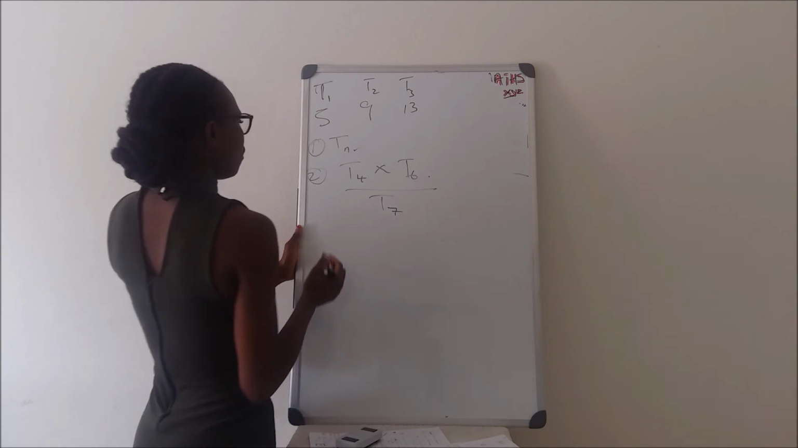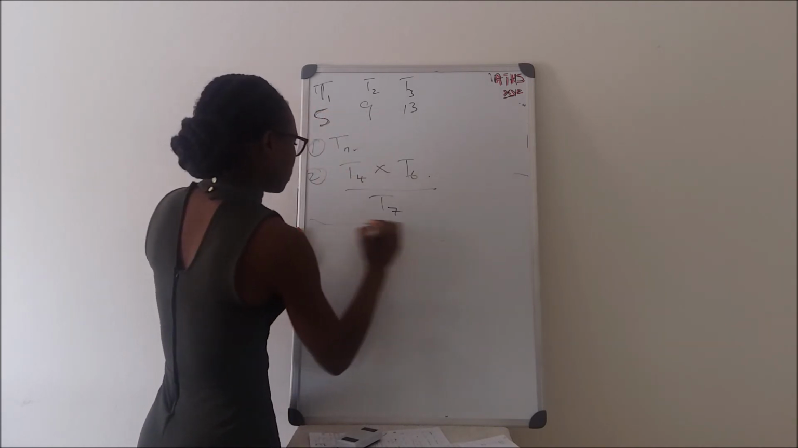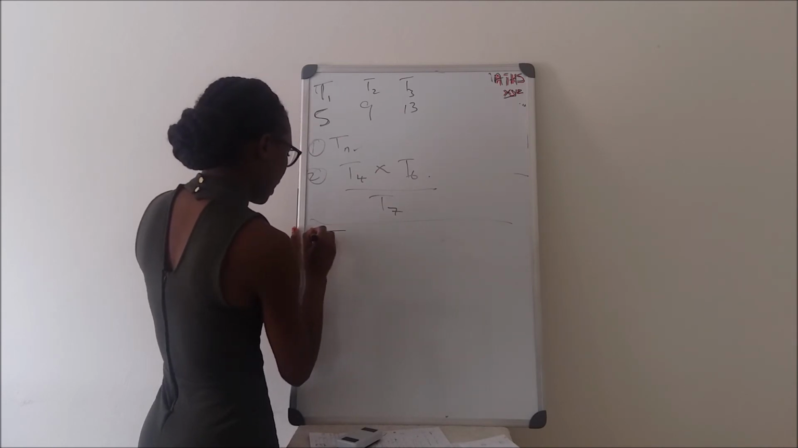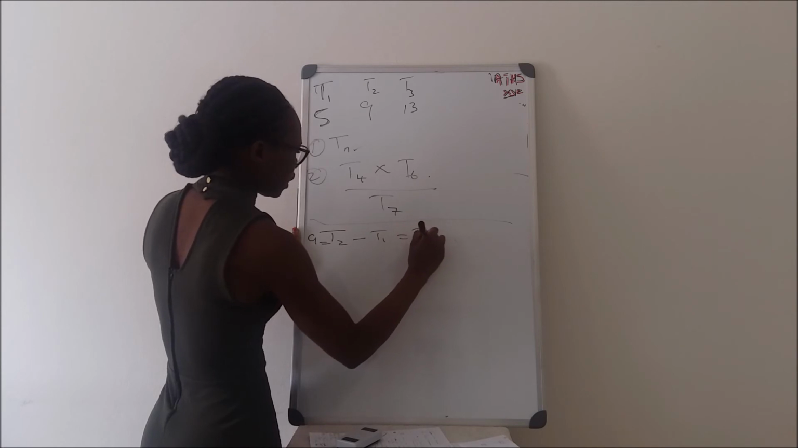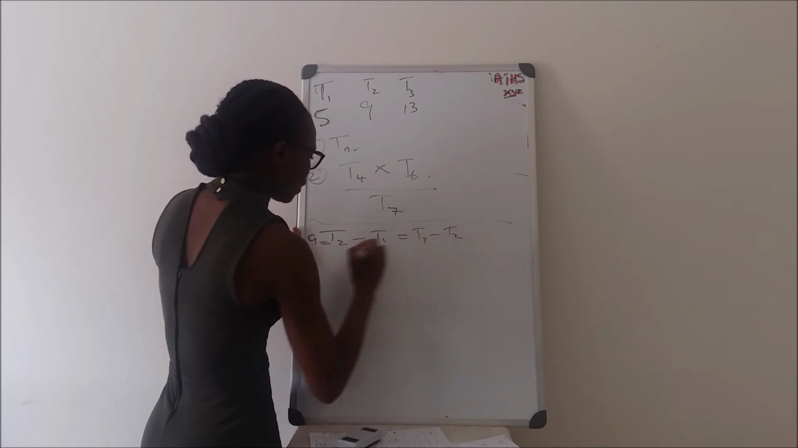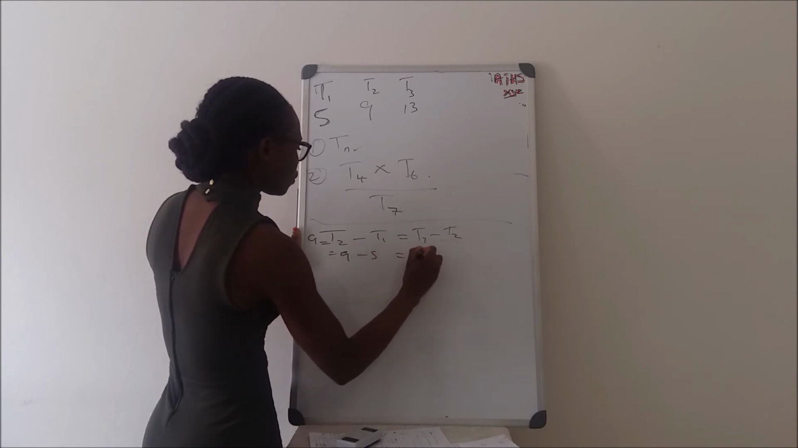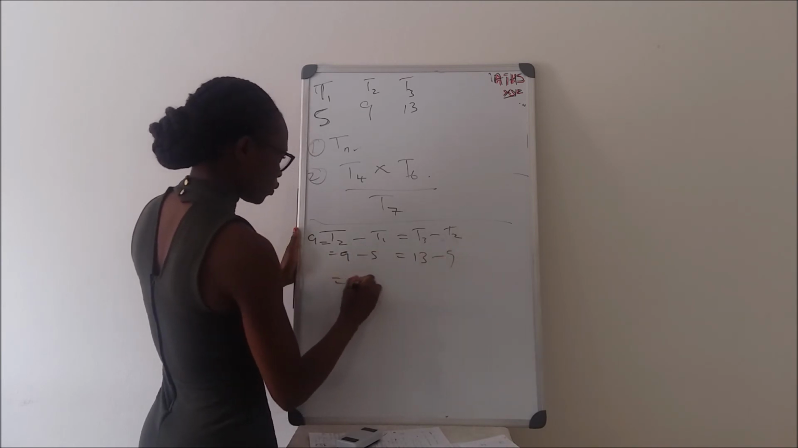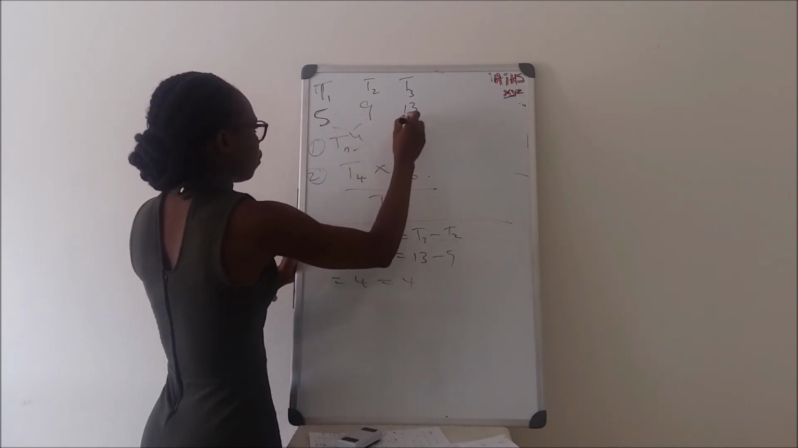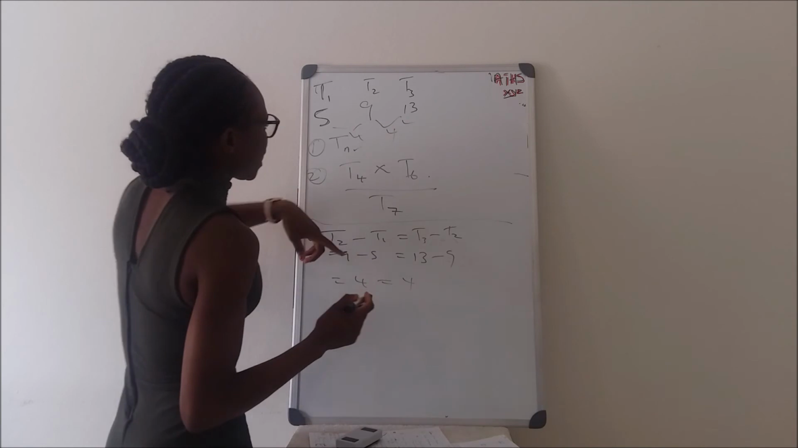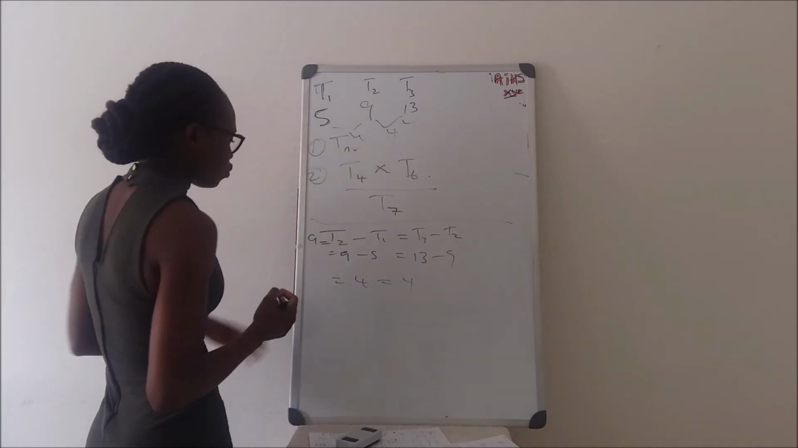Alright, so from here we have 5, 9, and 13. That means first we find the first difference, a, which is equal to T2 minus T1, which is equal to T3 minus T2. Which is equal to 9 minus 5, which is equal to 13 minus 9. So this will be 4, and that will be 4 as well. So the first difference here is 4.